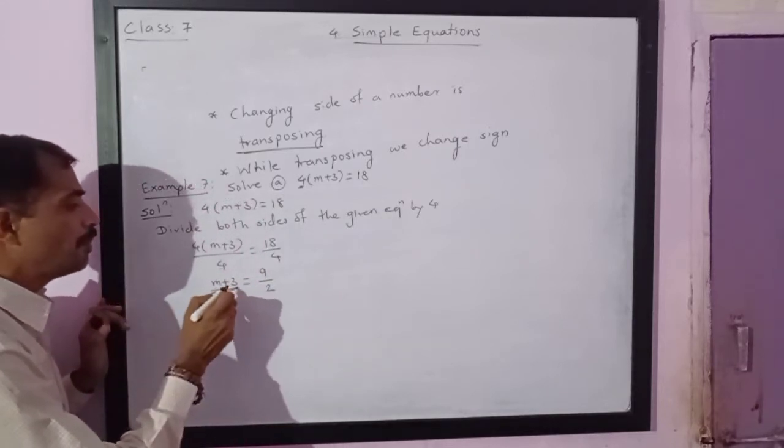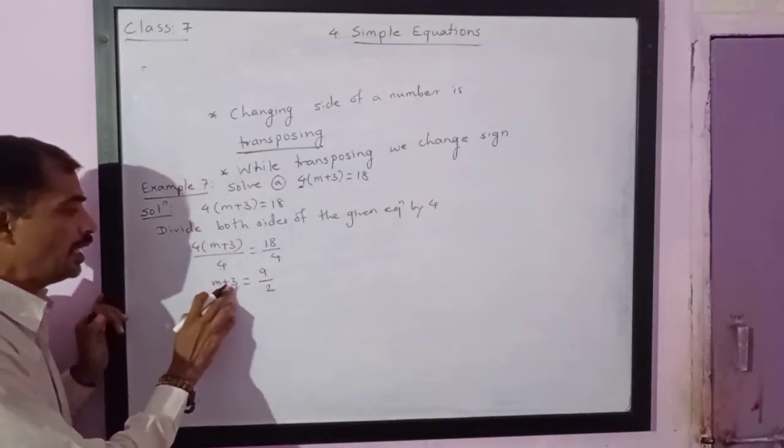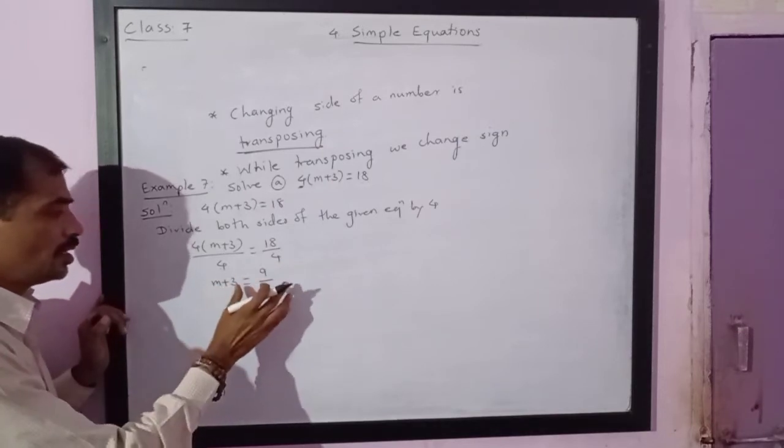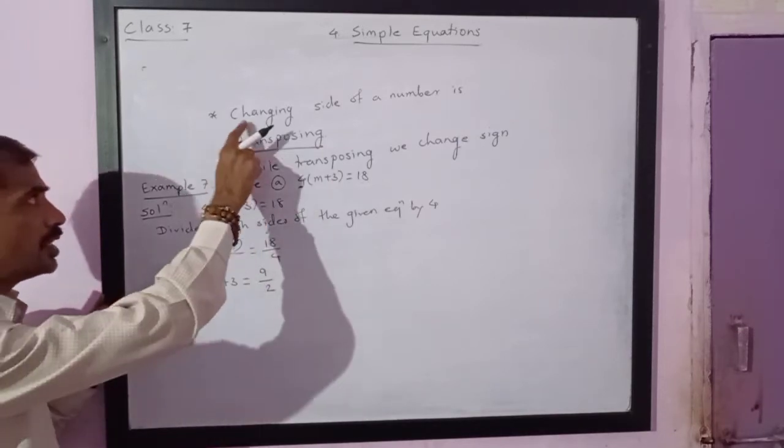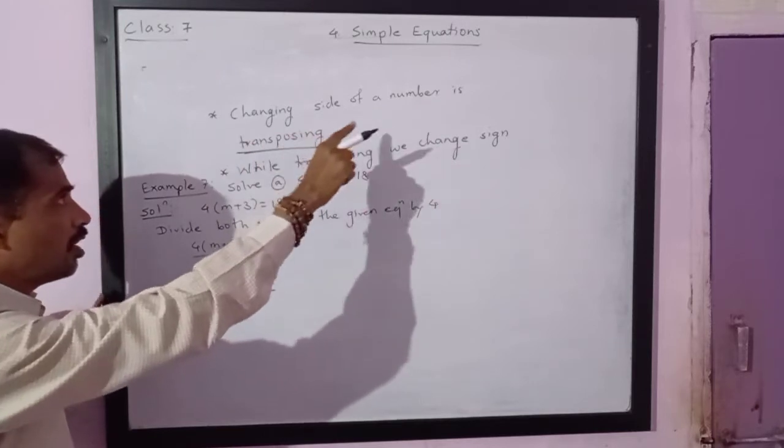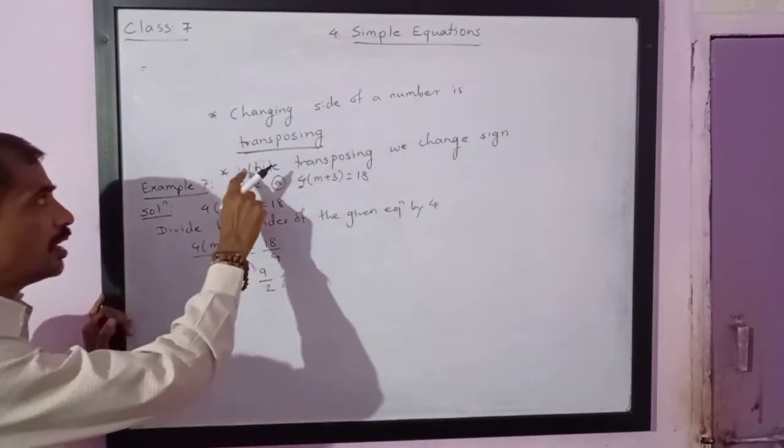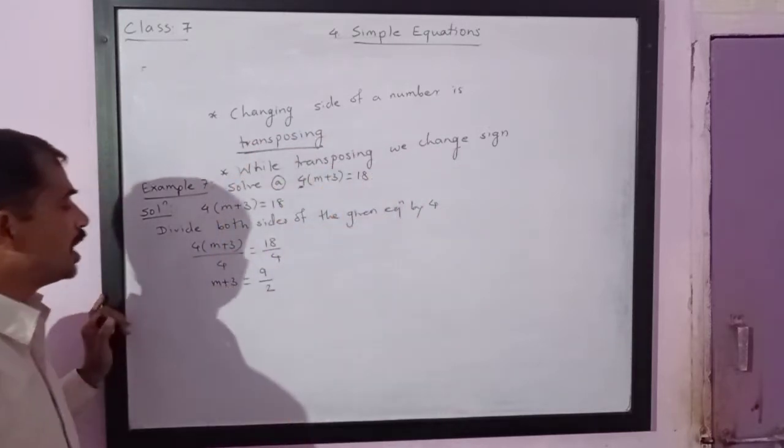Now we have got m plus 3. So we need to carry this 3 to the other side. That is transposing. We already studied changing side of a number is transposing, and while transposing we have to change the sign of the number.